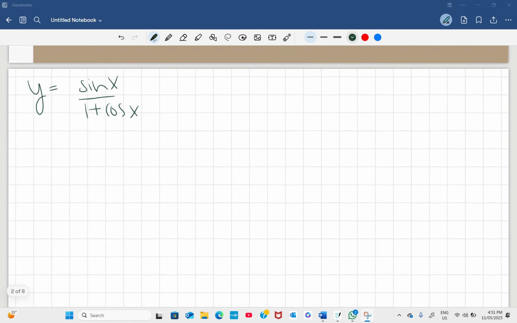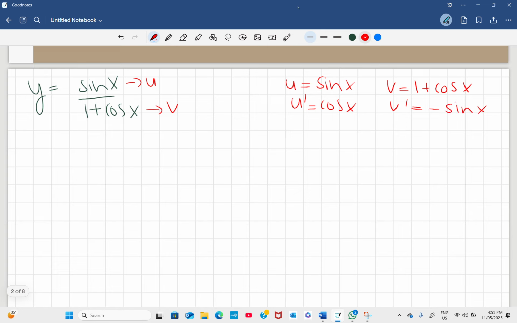Okay, so now we have this question. We need to find y prime. I'm going to apply the quotient rule. This is my u, this is my v. U is equals to sine x. U prime is cosine x. My v is 1 plus cosine x. And my v prime is gonna be negative sine x.